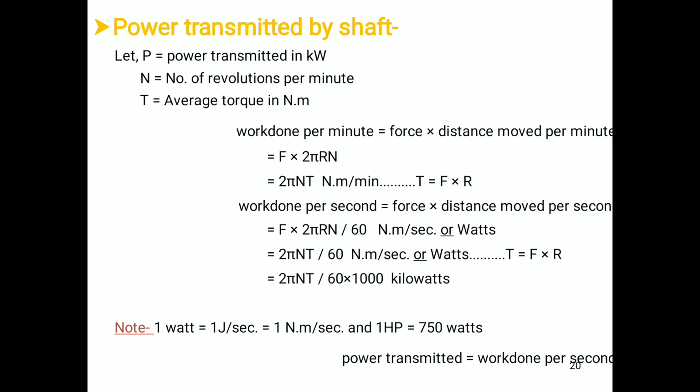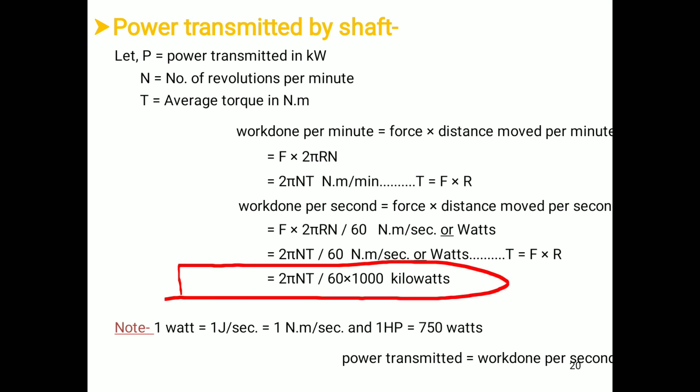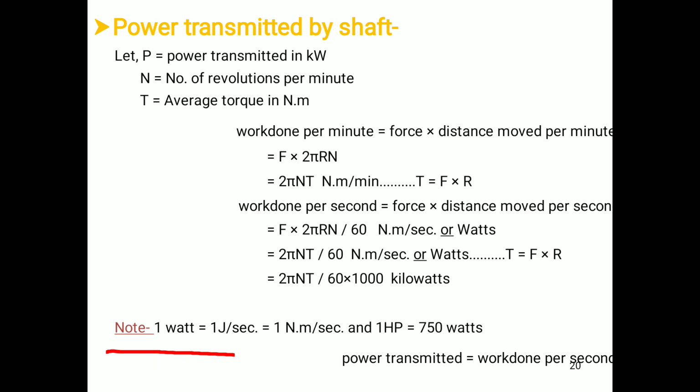After converting it into Newton meter per second or watt, we have 2 pi NT upon 60, because T is equal to F into R. This is in watt. We will convert it into kilowatt also. Therefore we have another equation, 2 pi NT upon 60 into 1000, so that is 2 pi NT upon 60,000, which will be in kilowatt. Regarding this, 1 watt is equal to 1 joule per second, and 1 joule per second is nothing but 1 Newton meter per second.